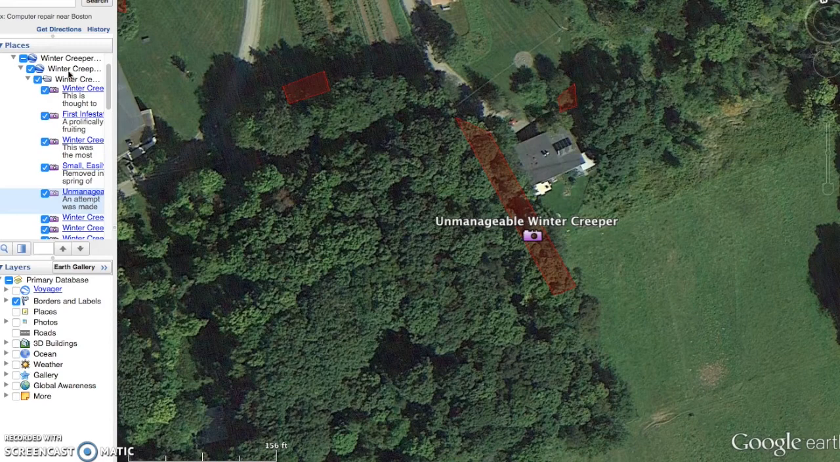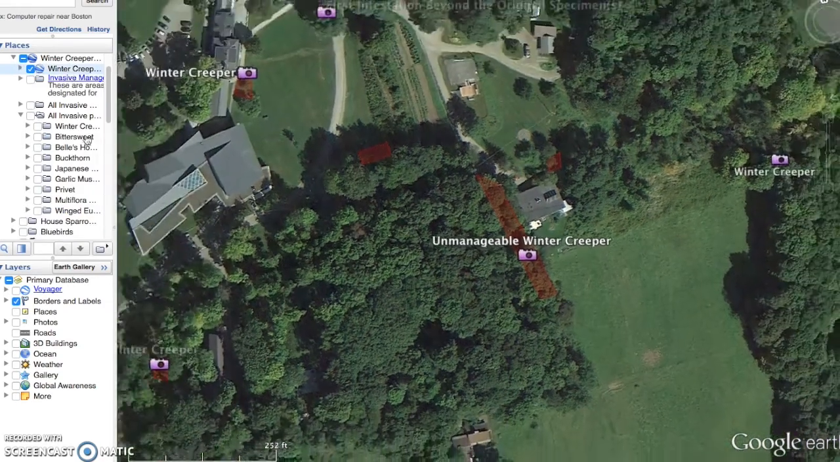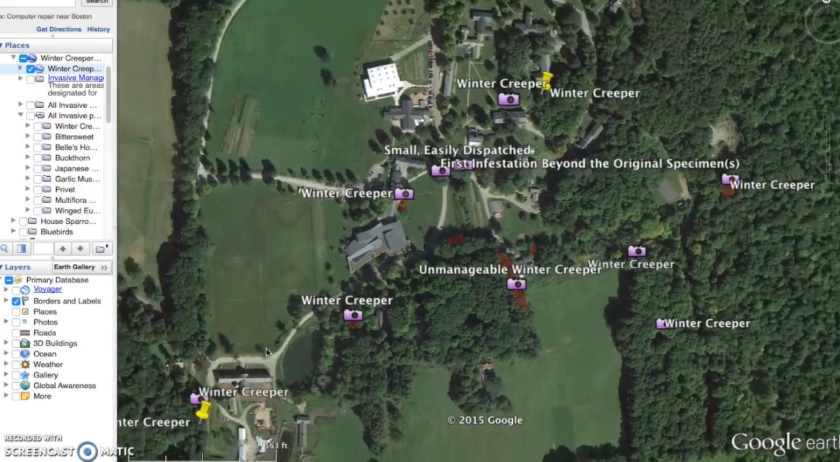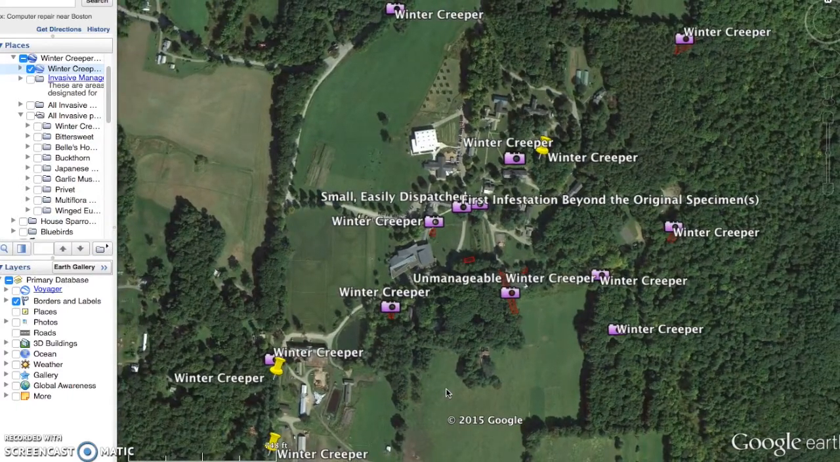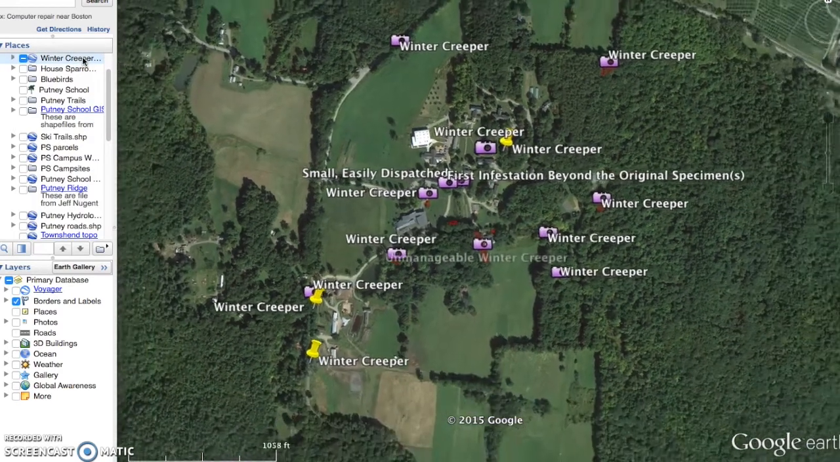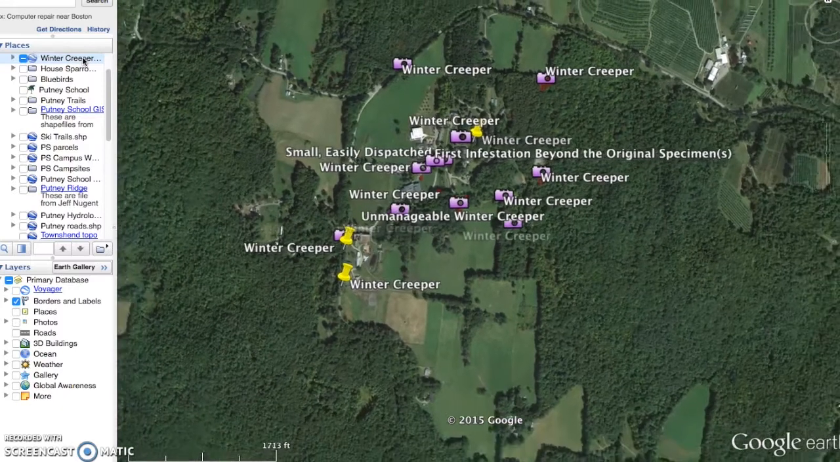In any case, I wanted to share this as an interesting way to record and share data around invasive plants, one particular occurrence, as well as an overall issue of management on this campus. And we feel that this is a good way to record and share this kind of information.